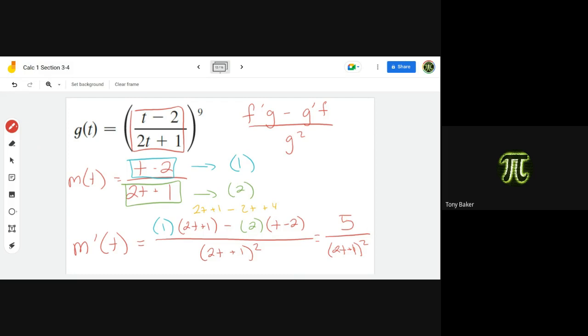So that is your quotient rule. I can see how colors can help you. So the derivative of t minus 2 is 1. Derivative of 2t plus 1 is 2. So it's the derivative of the first. So it's 1 times the bottom, 2t plus 1, minus derivative of the bottom times the top. So 2 times t minus 2, over the bottom squared. So I end up getting 5 over 2t plus 1 squared. So that's the derivative of the inside.